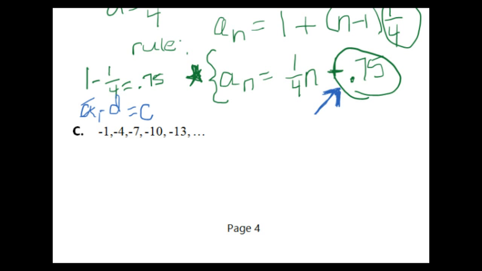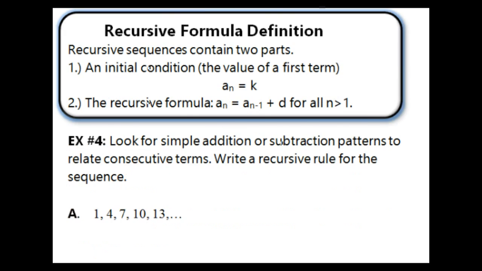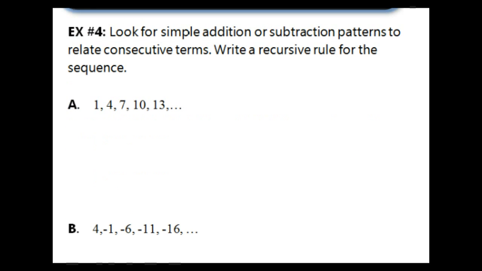Okay, once you have solved for letter C, we're going to move on to example 4, defining a recursive formula. Please turn to the page in your book, Writing Recursive Definitions for a Sequence. Just a reminder, the recursive formula is built upon the previous term and the initial value, or the initial number in the sequence. You must utilize both of those two parts to complete a recursive formula definition. In example 4, we're going to look for the simple addition or subtraction patterns between our numbers listed here in example A, and determine the behavior.